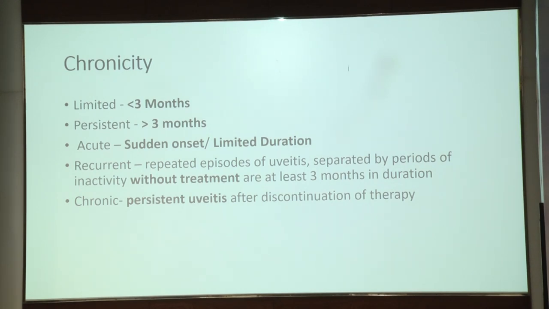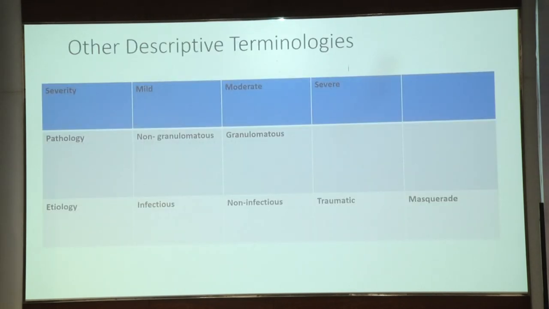What is the chronicity of the disease? Whether it is limited, that is less than 3 months, whether it is persistent, greater than 3 months, whether the disease has been acute, which is sudden onset with a limited duration, and whether it is recurrent, which is repeated episodes of uveitis which are separated by periods of inactivity without treatment and are at least 3 months in duration. Similarly, chronic uveitis will be labeled when there is persistent uveitis after discontinuation of therapy.